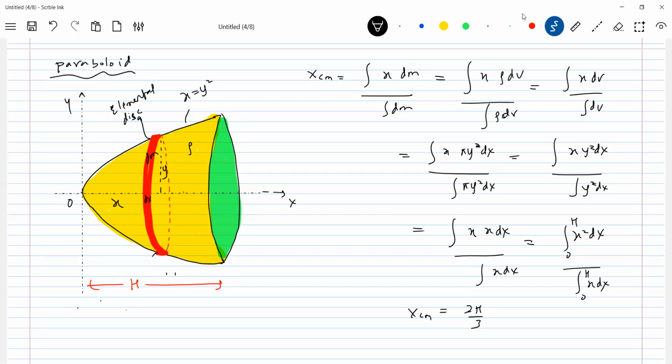So where the center of mass of the system will be somewhere here. At what distance? Xcm will be 2h by 3 from the vertex, you can call it, or usually we call apex, apex of a cone. So apex of paraboloid. From apex, or h by 3 from base.